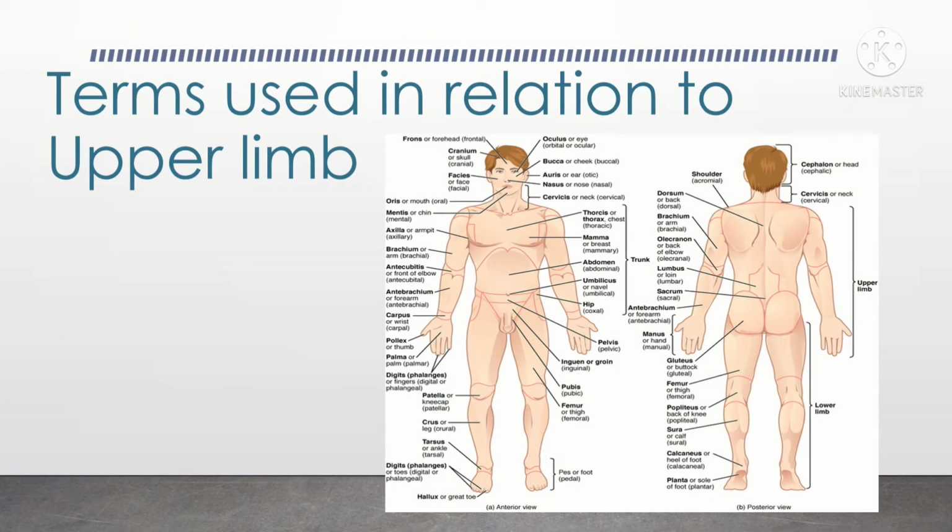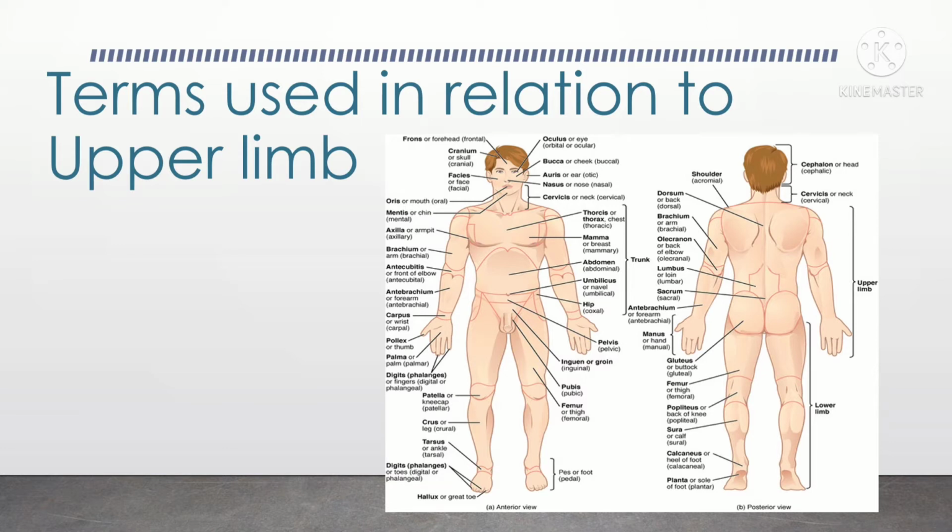Today we'll be discussing the terms which are used in relation to the upper limb. As you can see in the first diagram, the face is facing toward the forward direction, the palm is facing toward the forward direction. So this is the basics of anatomy. Whenever we learn such topics, always remember this should be the position.